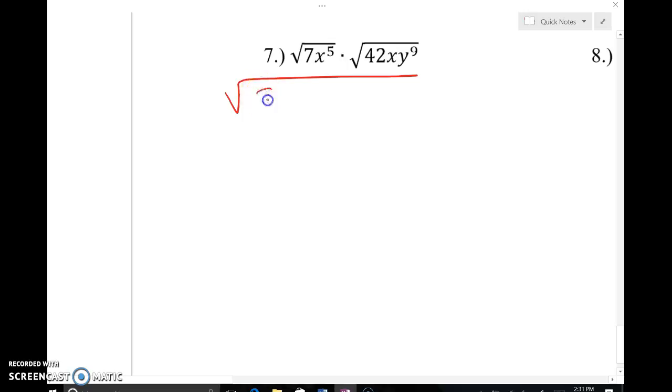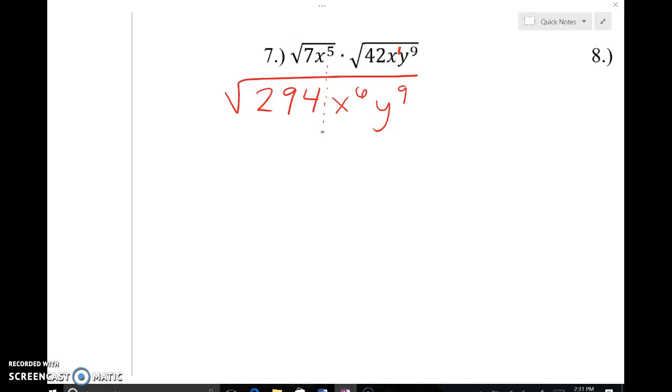That's going to be 294. And then x to the fifth times x to the, don't forget that it's an x to the first. We add their exponents. That will be x to the sixth. And then y to the ninth. All right, so now what I'm going to do is I'm almost going to look at this as two separate problems where I want to do the prime factorization and pull out any perfect square factors of 294, and then I'm going to pull out any perfect squares that are variables.